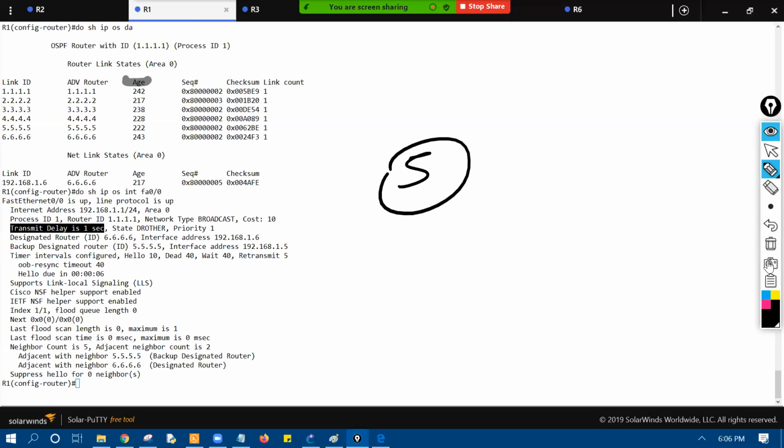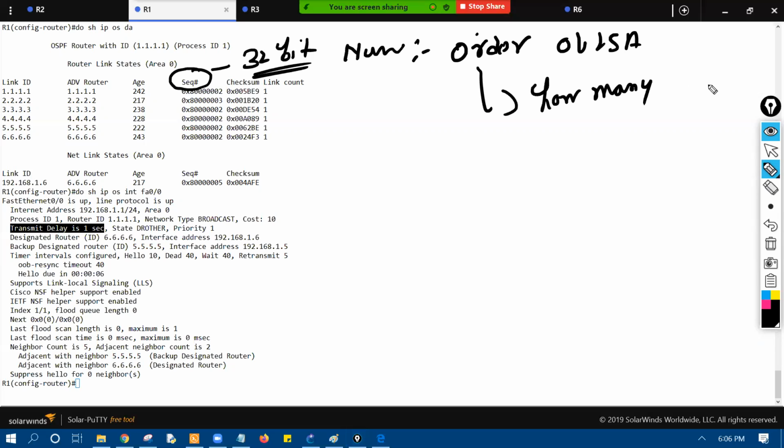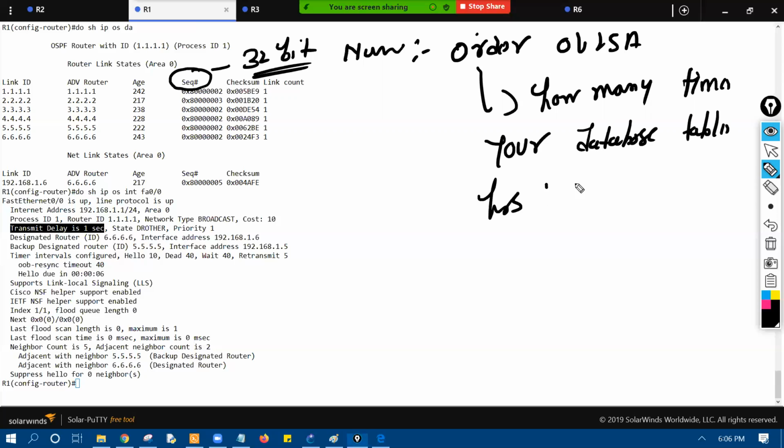Then after that, we have a sequence number. Sequence number is a 32-bit number in the OSPF database table. It is just going to represent the order of the LSA. Or we can say that it is also going to represent how many times your database table has been modified.